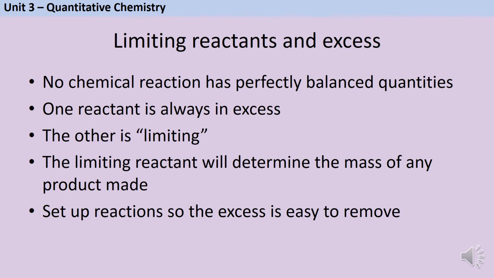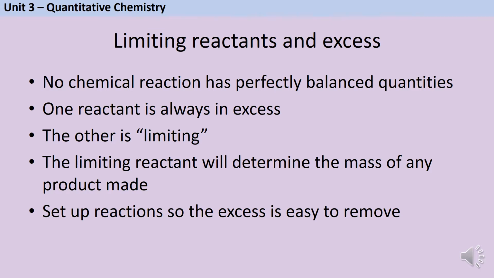To start with, we need to define these terms, limiting reactant and excess. In any chemical reaction, you will never have the exact right amount of both substances. It just won't happen. It's a bit like going to make some cakes without checking what you've got in the cupboards first and discovering you have enough eggs to make 5 cakes but only enough flour to make 4.